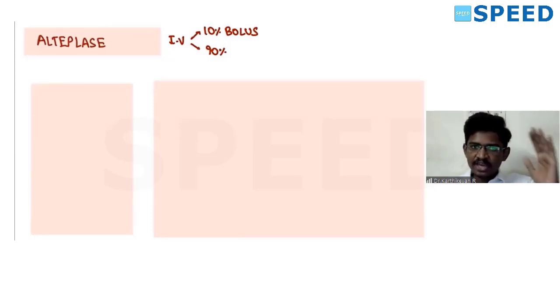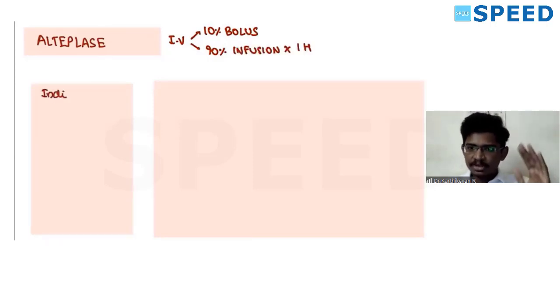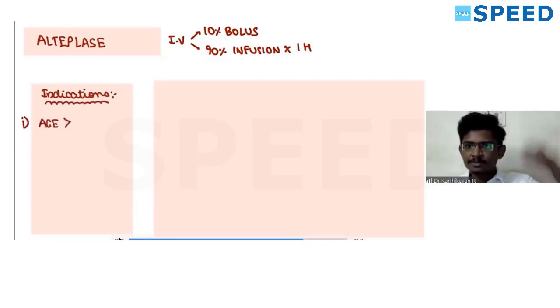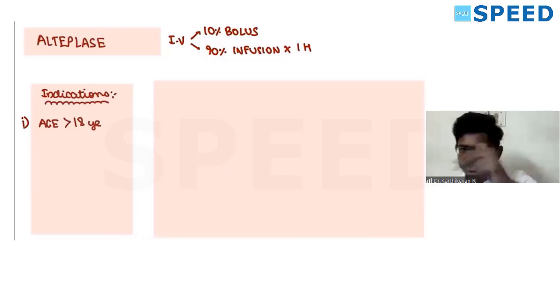I told you IV alteplase, which is a recombinant tissue plasminogen activator, is the drug of choice. It activates plasmin, so plasmin will cut off all the fibrin threads, thus it will lyse the clot. So how to give this alteplase? First, you should give 10% as an IV bolus, and the remaining 90% you should give as an infusion over 1 hour.